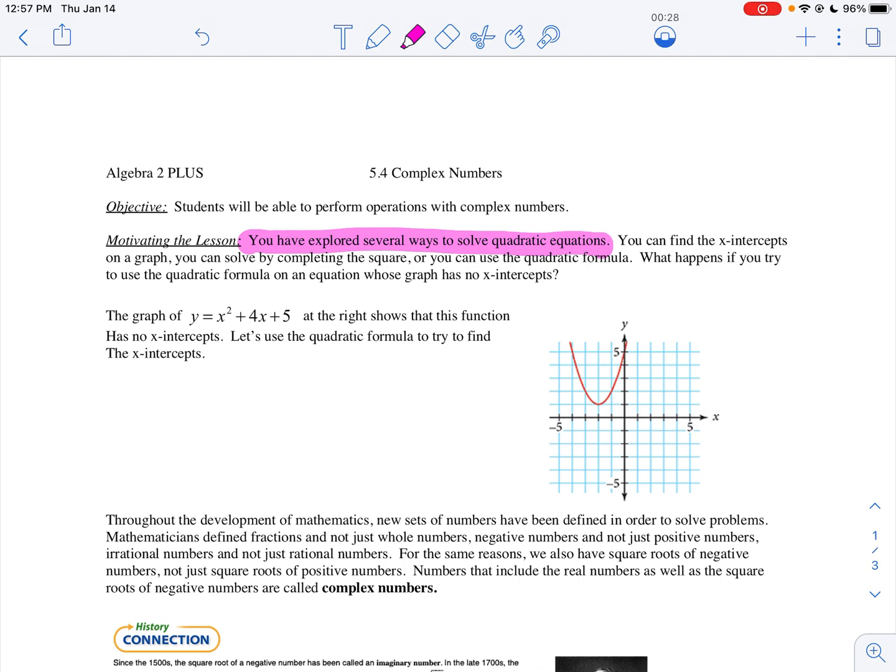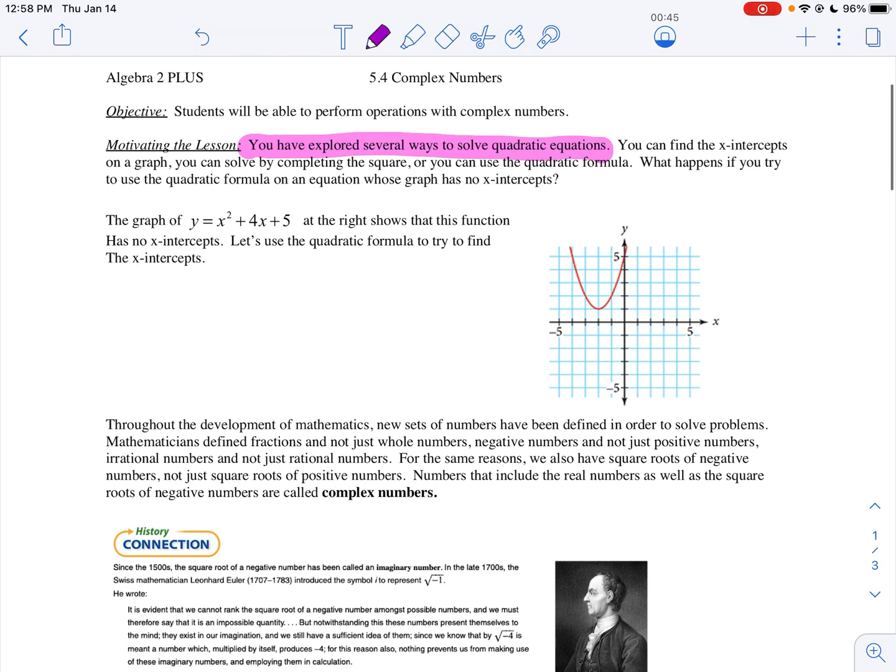You can find the x-intercepts on a graph. You can solve by completing the square, or you can use quadratic formula. What happens, though, if you try to use quadratic formula on an equation whose graph has no x-intercepts? So let's take a look together. The graph of y equals x squared plus 4x plus 5 at the right shows that this function has no x-intercepts. It never crosses the x-axis.